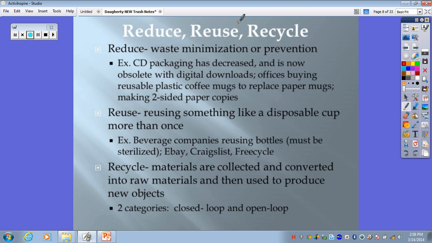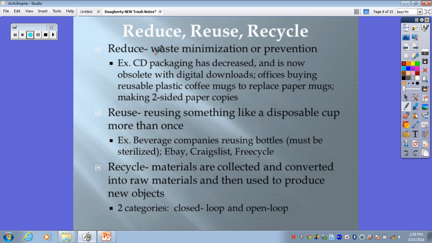Okay, so we need to talk about the 3 R's: reduce, reuse, and recycle. These would be ways to reduce the amount of waste going to landfills and then also reuse valuable materials that are already in the cycle of resources so that we don't have to go back into the ground and dig up new materials.